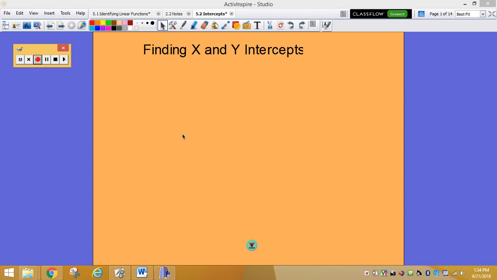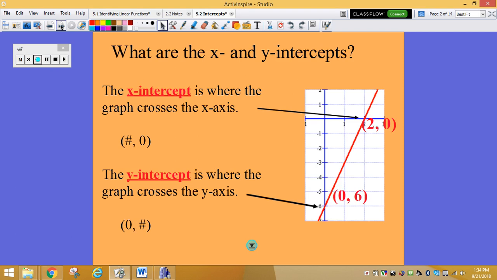So this lesson is on finding x and y intercepts. The x-intercept is going to be where it crosses the x-axis. So right here, this is your x-intercept. The y-intercept is where it crosses the y-axis. So this is going to be your y-intercept.